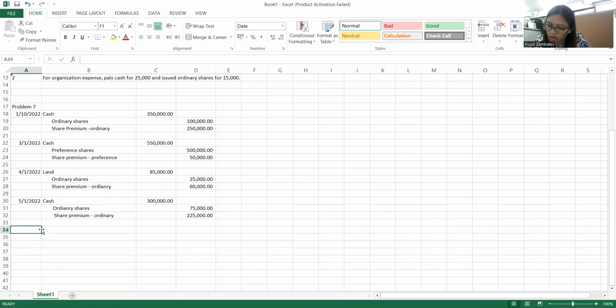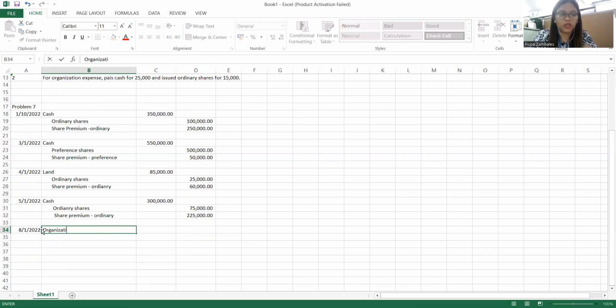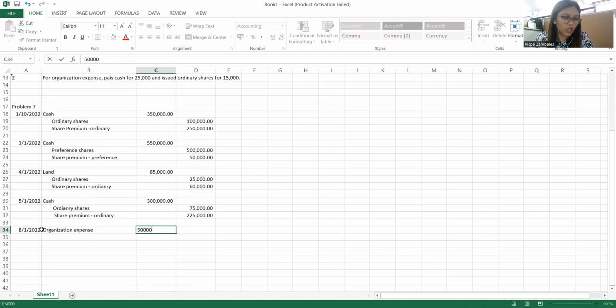On August 1, the corporation issued 1,000 ordinary shares to lawyers in payment of their bill of 50,000 pertaining to the services rendered in helping the corporation organize. So this is issuance of shares in lieu of services, no? So the services, ito yung organization expense. So let's record it as an expense. Organization expense. How much? It's 50,000.